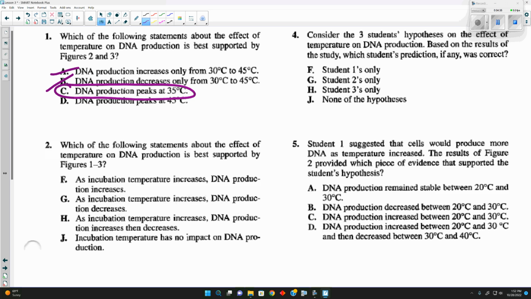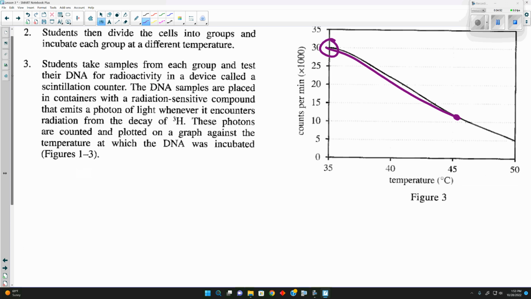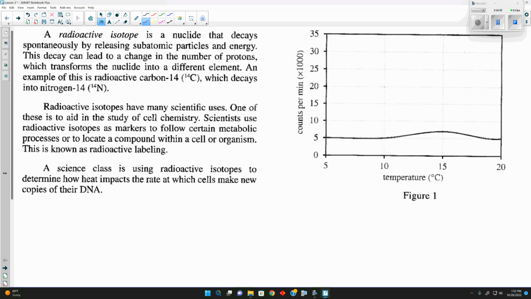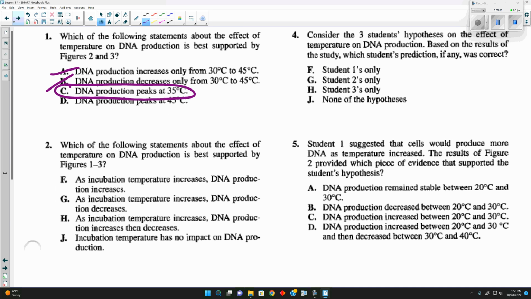So incubation temperature has no impact on DNA production. So if it doesn't have any impact at all, would the line change? Well, no, because if it doesn't have an impact, it doesn't change it. So is this graph changing across these 3 as we increase the temperature? So does temperature have an impact on it? So we can say that J is not true because there is an impact. Even though they start and end up at about the same place, because we're talking about across the whole spectrum from start to end.